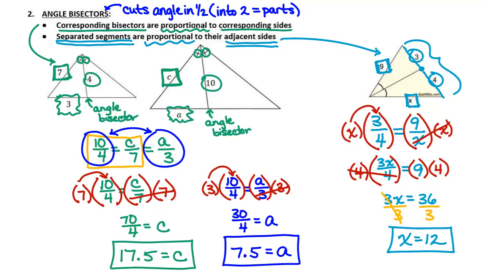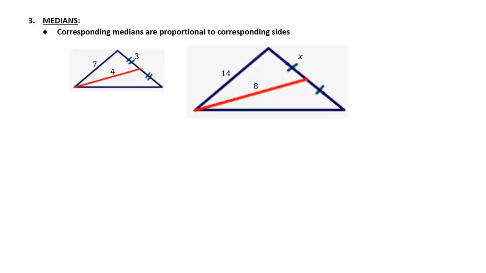The other thing that we can look at with angle bisectors when we're talking about similar triangles is if I just have one triangle, and that angle bisector is splitting my one triangle into two smaller triangles, like we have in this picture over here. The side that is being cut by that angle bisector is proportional to the adjacent sides. So 3 and 4 would make a fraction together, and then the 9 and the x would have to make a fraction together. And there was one more part that we needed to talk about today, and that is medians.